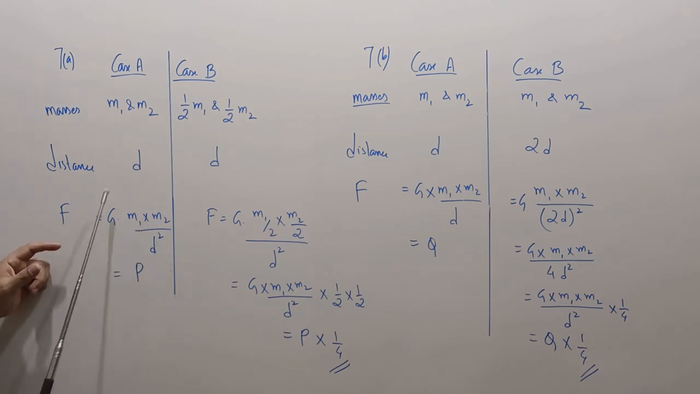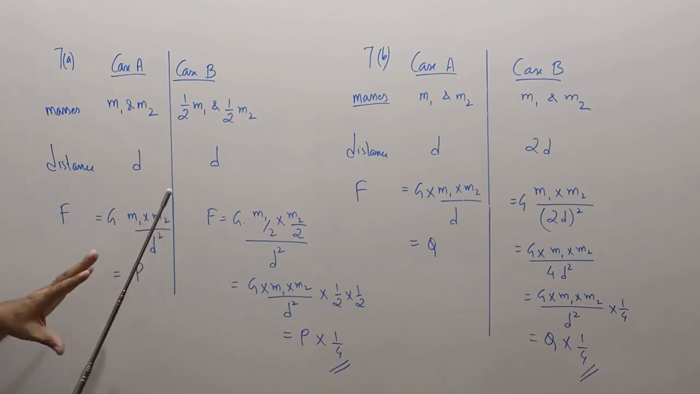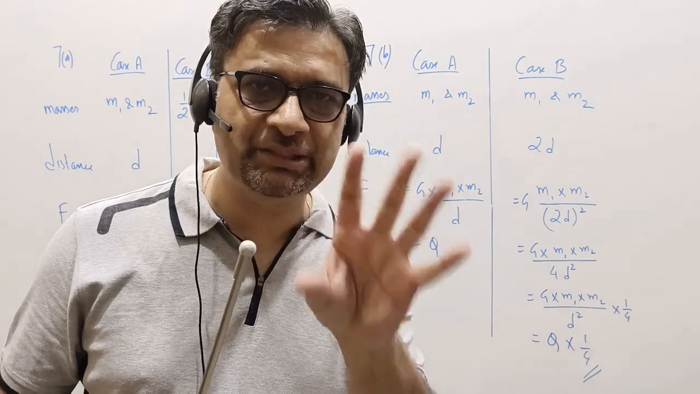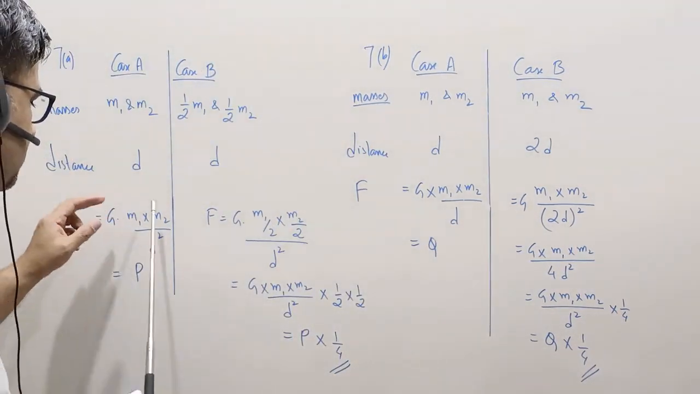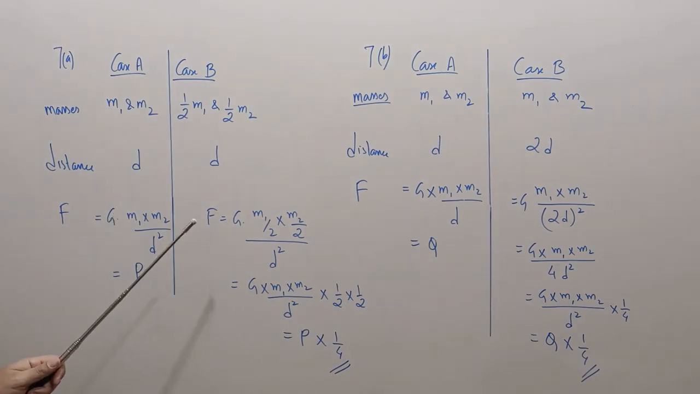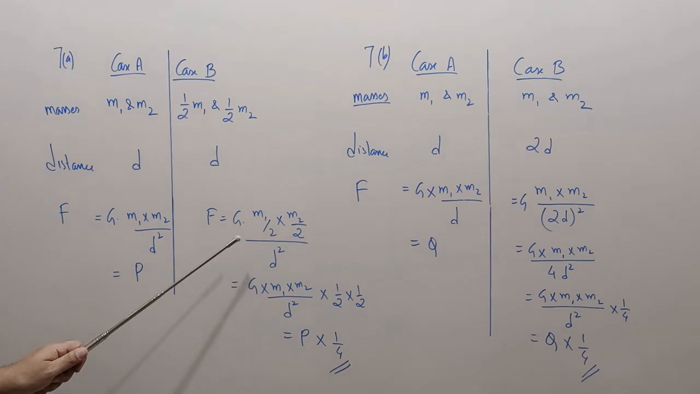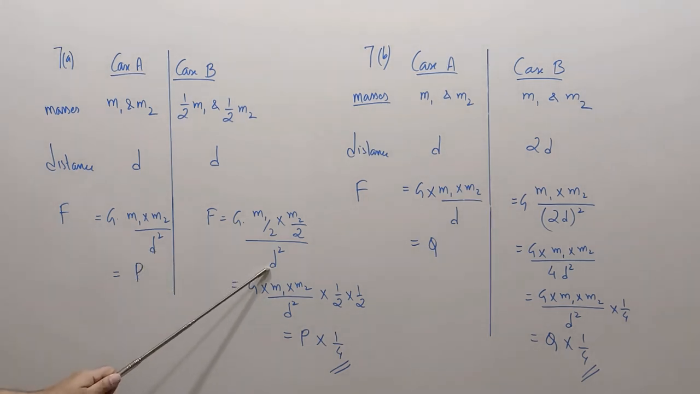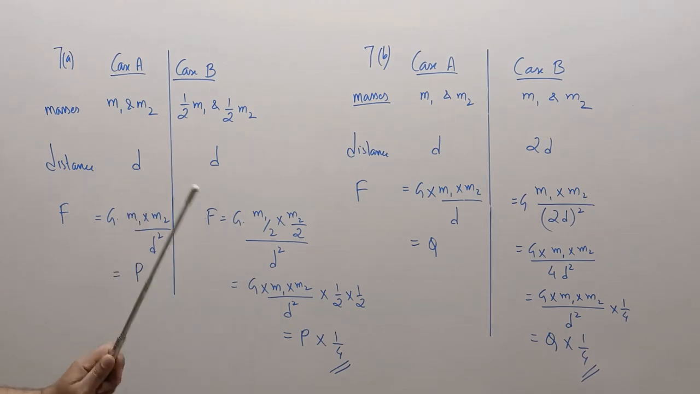We have just kept this entire quantity as P. Let's call it P, and it will be obvious why we are calling it P. Just some constant P. Now in this case, when we calculate, everything else remains the same, in the sense d square does not change. The denominator does not change because the distance between the bodies has not changed.